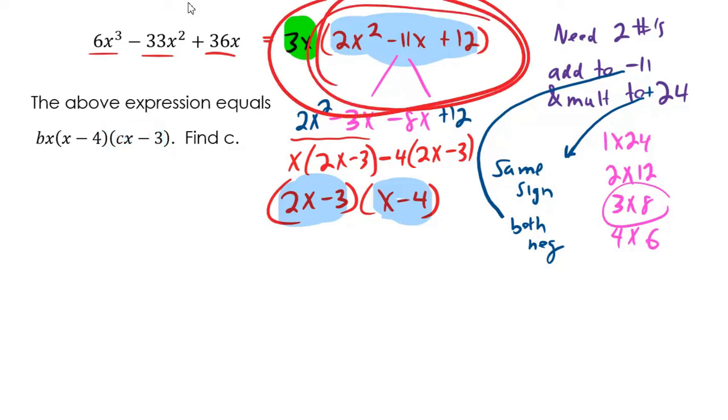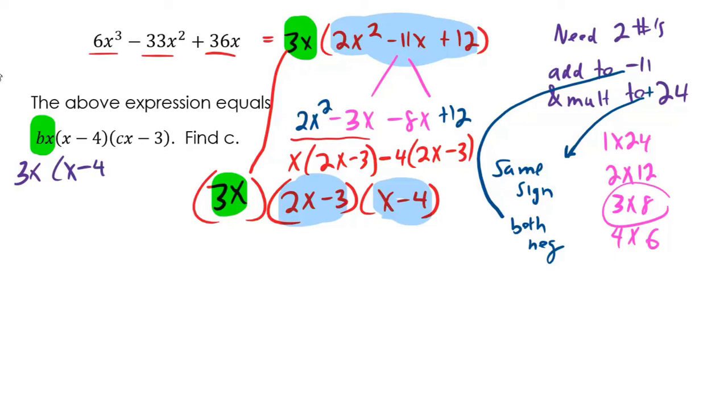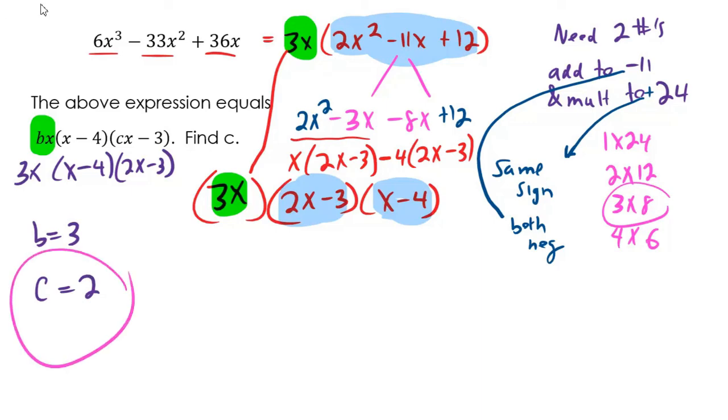So we have our two factors that are equivalent to this part right here. And we can also bring down the 3x that was there all along. And what do we have now? We have it in the format that we need it, because we've got bx, and the b is 3. And then we've got the x minus 4, which is this piece right here. And we've got the cx minus 3, which is 2x minus 3. So seeing how everything lines up, it means that the b has a value of 3 and the c has a value of 2. This question was asking us to find c, so the answer is 2.